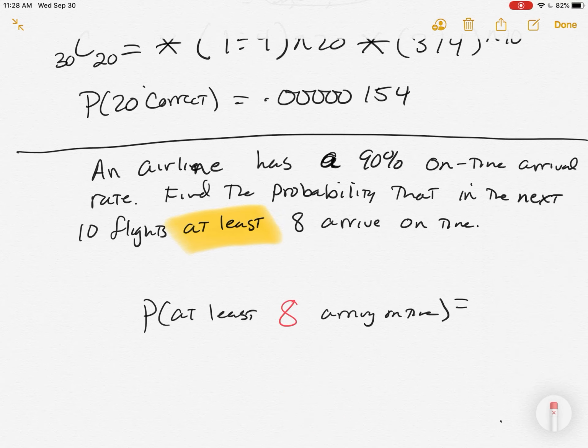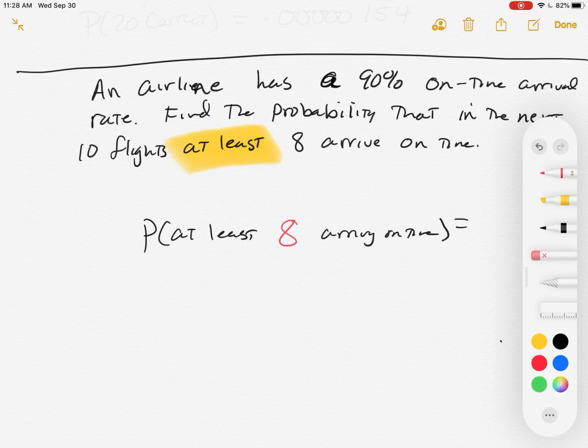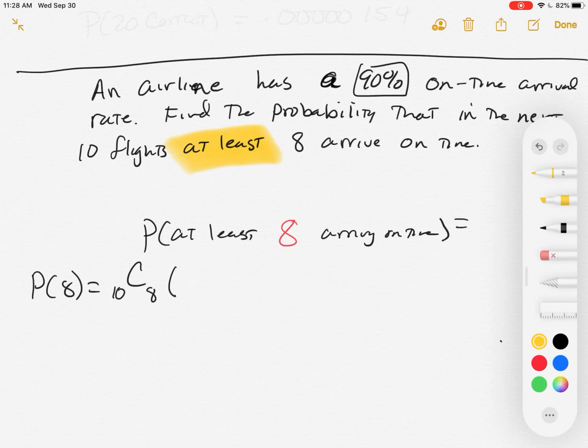Now I'm going to move these over to the left-hand side. So let's go find the probability of 8. How many flights are there? There's 10. And we need 8 to arrive on time. What's the probability that one arrives on time? 90%.